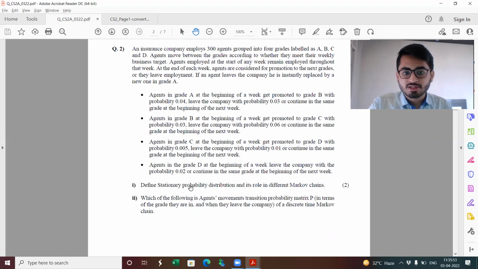Part 1 defines stationary probability distribution and its role in different Markov chains. This is plain direct bookwork. Part 2 asks which of the following is the agents' movement transition probability matrix P in terms of the grade they are in and when they leave the company of a discrete time Markov chain. Now just remember one thing, that in a transition matrix, all rows must add up to 1, right?